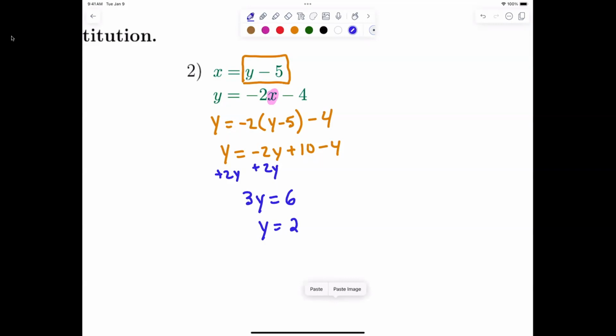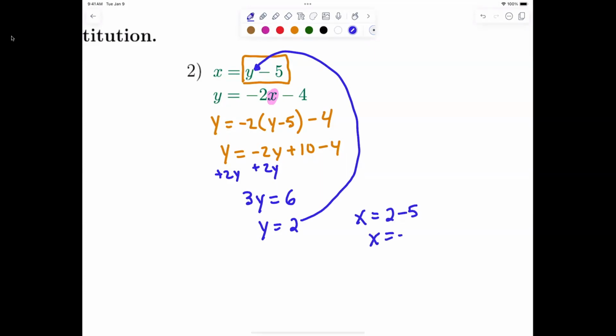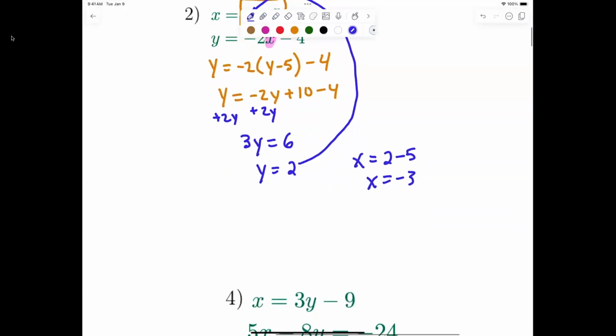I need to figure out what the x is. So I take this 2 and I substitute it in for this y. X will equal whatever the y value was, which was 2 minus 5. So x is equal to what? X is equal to -3. So now it's written as an ordered pair. What comes first in your ordered pair? X. So your answer is actually (-3, 2).